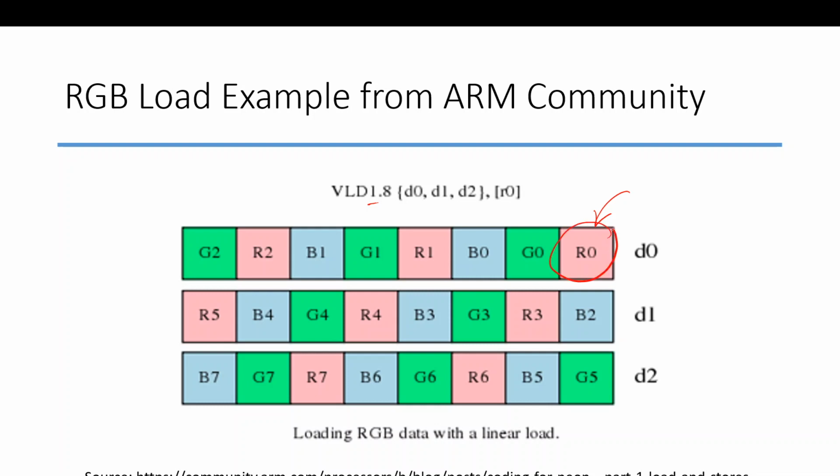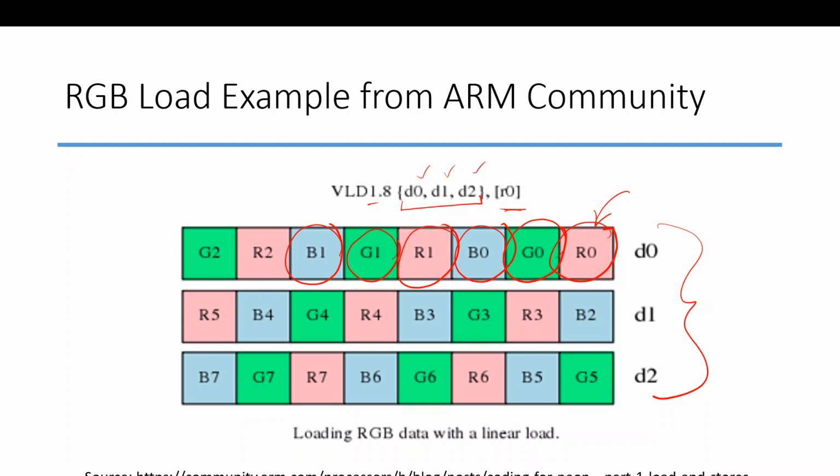So a byte goes into D0 from R0. A byte goes into D0. A byte goes into D0, and all these bytes are in order. We're going to continue to do this operation until all of D0, D1, and D2, all 3 of these, are filled with the neighboring bytes from this vector that is pointed to by R0.